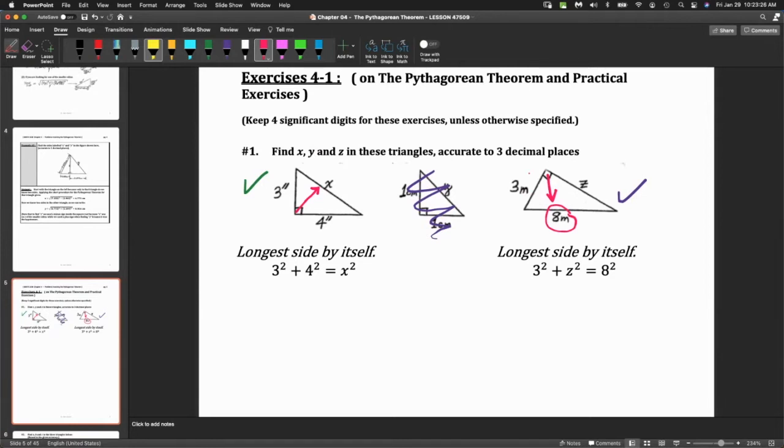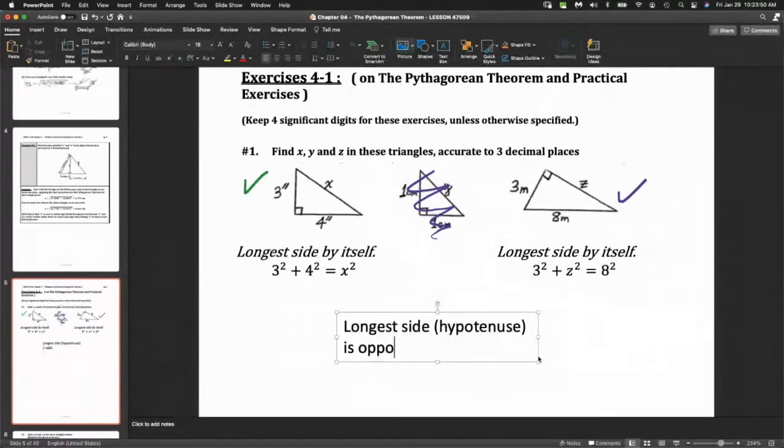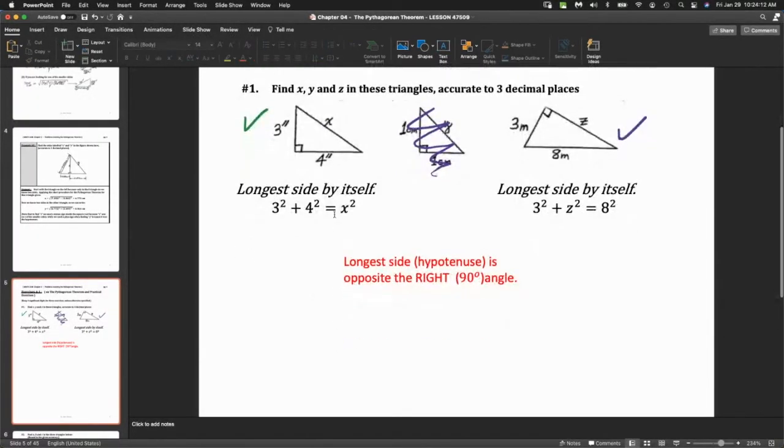I'm glad that you asked that. So opposite the right angle. Beautiful. It's a very important comment, so I'm going to say that over here. I'll say it right here. Longest side, which is called the hypotenuse, is opposite the right angle. Okay, good point.